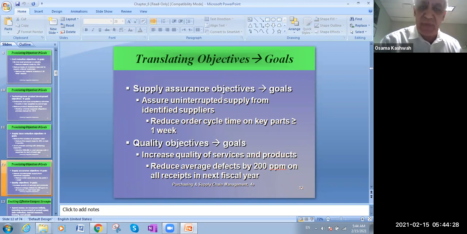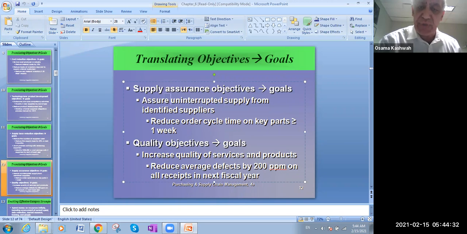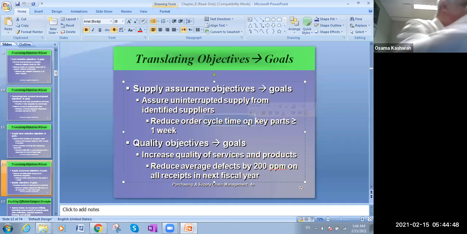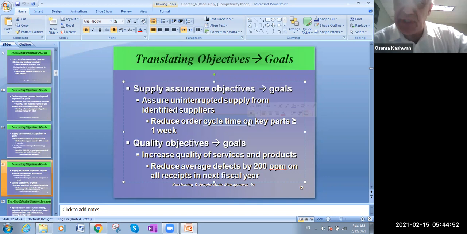Translating objectives, the goals, supply assurance objectives: assure uninterrupted supply from identified suppliers. So everything is done based on time. No delays, no interruption, nothing. Reduce order cycle time. So from the time you bring me the raw materials till the goods are finished and shipped, it takes 1 month. I will try to make it 15 days.